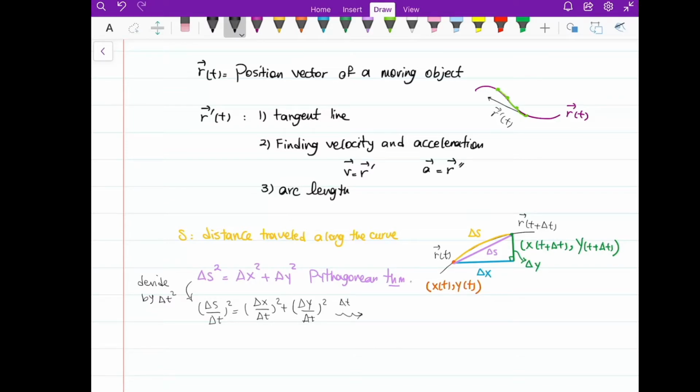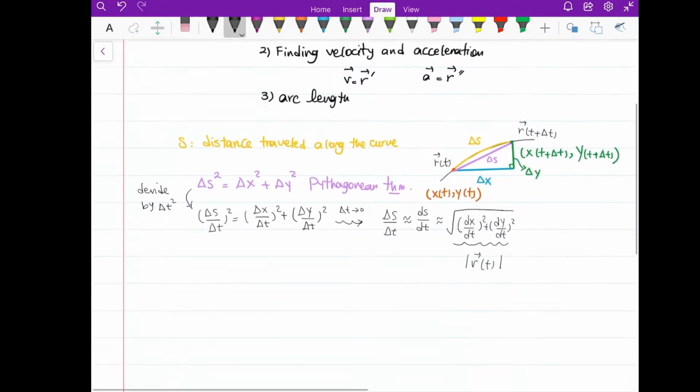As delta t goes to 0, which is basically r of t plus delta t is very close to r of t, so I have very small segments, then delta s over delta t would be the instantaneous rate of change, which would be approximately square root of dx dt squared plus dy dt squared. Basically everything in this equation would be instantaneous, and so I get this formula, which would be basically the speed, right? The length of the velocity vector. Very good.